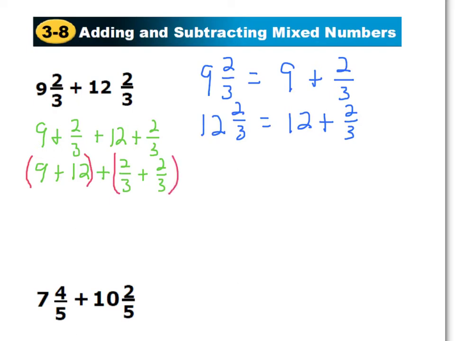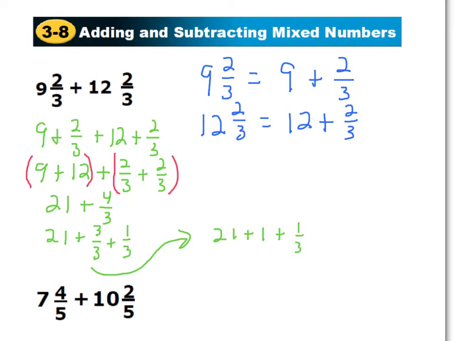So 9 + 12 = 21, and 2/3 + 2/3 is 4/3. Now, I don't want to leave it as 21 4/3, although that would be correct. I want to make sure I understand that 4/3 can be thought of as 3/3 + 1/3, and 3/3 is equal to 1. And so that leaves me with a total of 22 1/3. That's my final answer here.